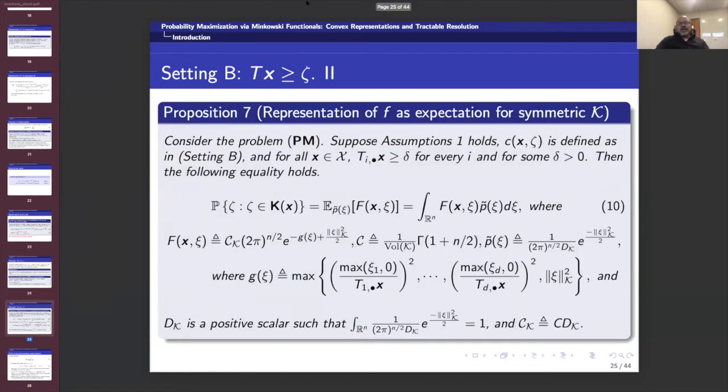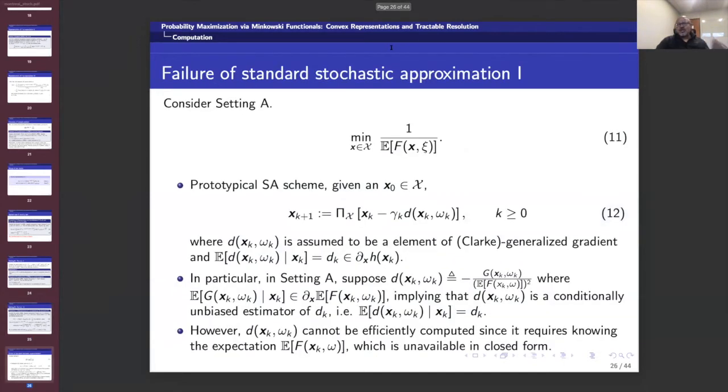Okay. So now, once we've done that, the next question is, how do you solve this optimization problem? I'm going to focus on setting A, but setting B is similar. If you look at it, you think that a prototypical stochastic approximation scheme would suffice, right? So you can essentially think about, what would a prototypical stochastic approximation scheme be? Essentially, what you do is you compute a Clark generalized gradient of f. So if you remember, what you have is this function.